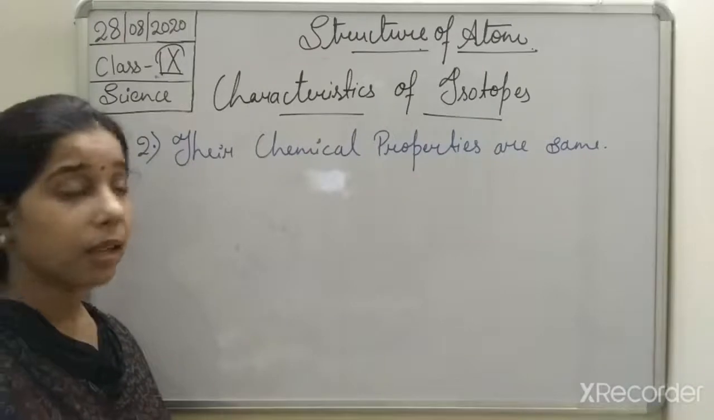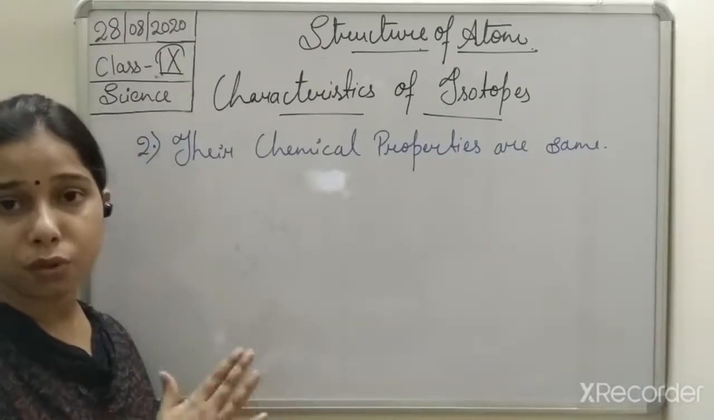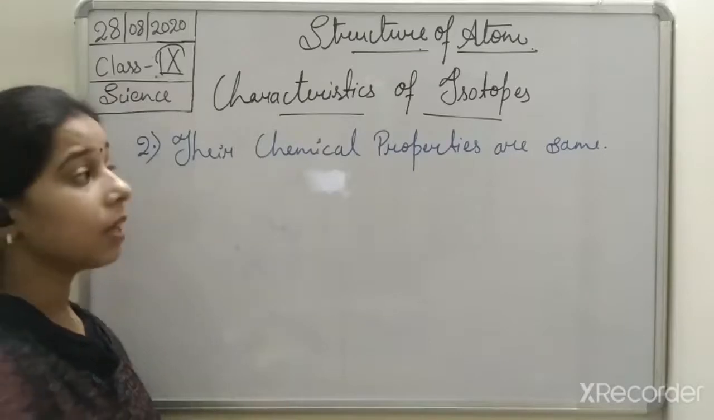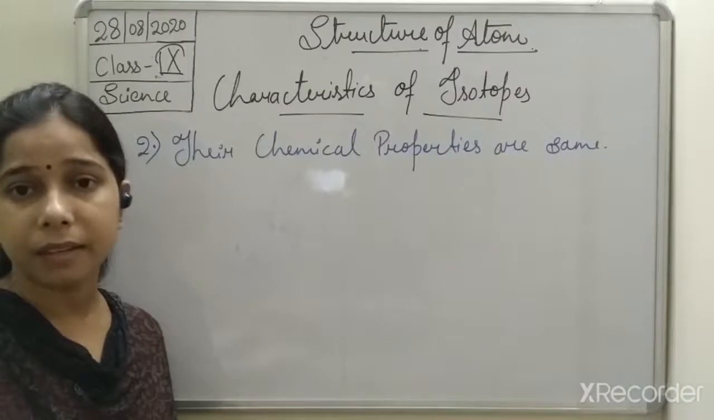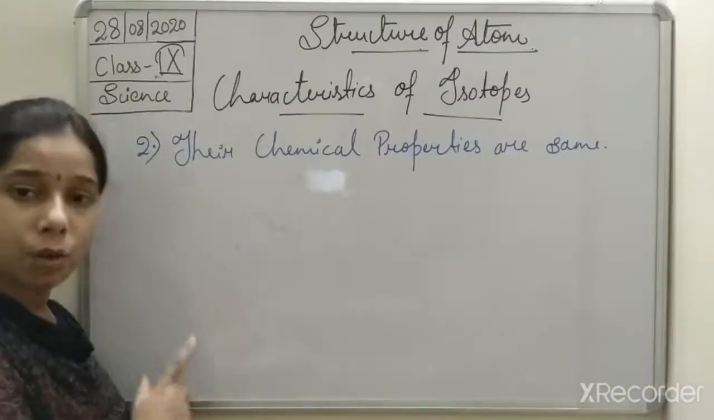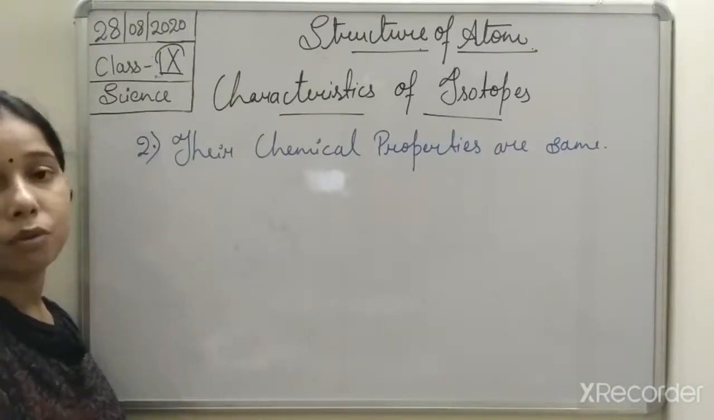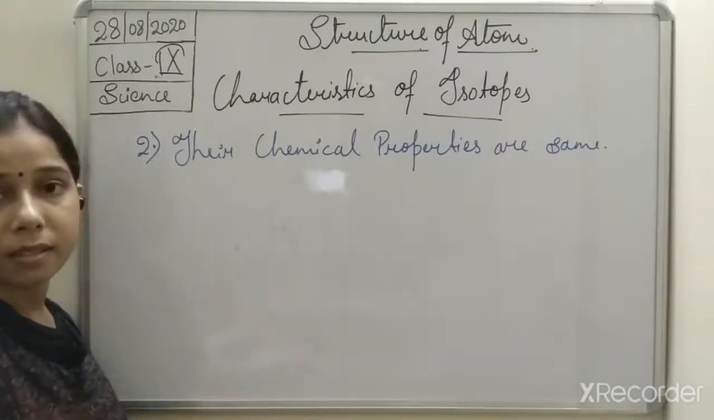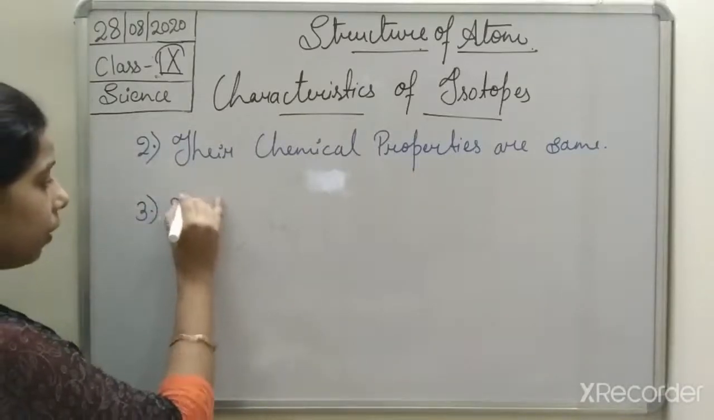So we can say that since there is no change in the electronic configuration, there will be no change in their chemical properties. When they show a chemical reaction, it will not affect it. Since the atomic number is the same, the number of electrons will be the same, and because of that the chemical properties are the same.